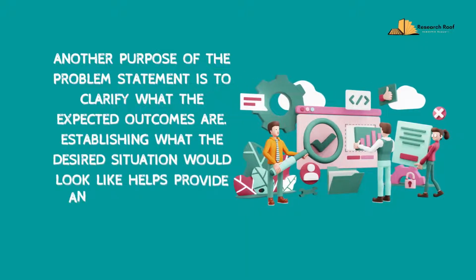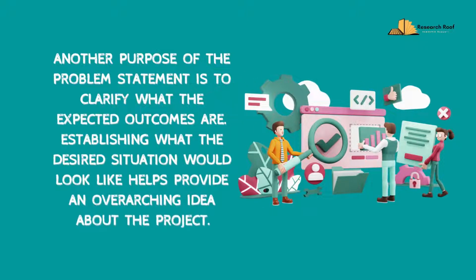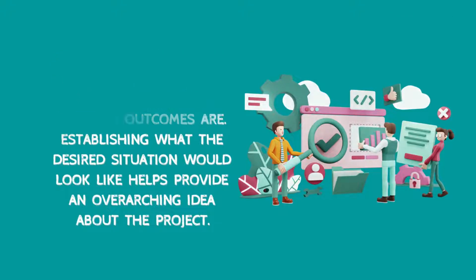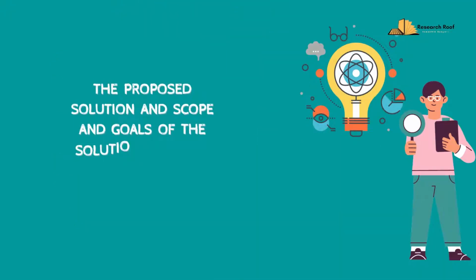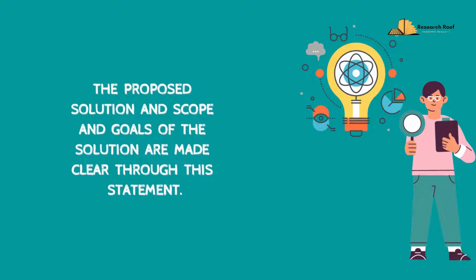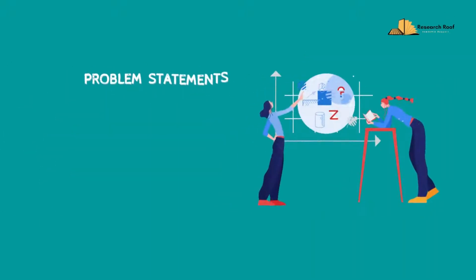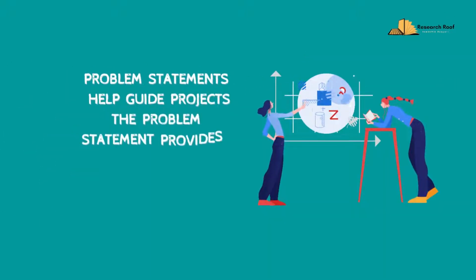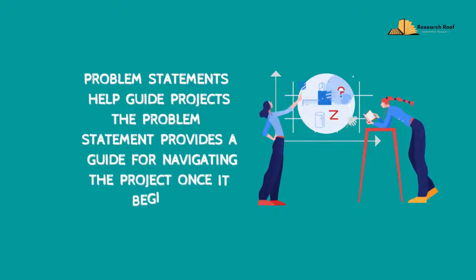Establishing what the desired situation would look like helps provide an overarching idea about the project. The proposed solution and scope and goals of the solution are made clear through the statement. Problem statements help in guiding projects. The problem statement provides a guide for navigating the project once it begins.